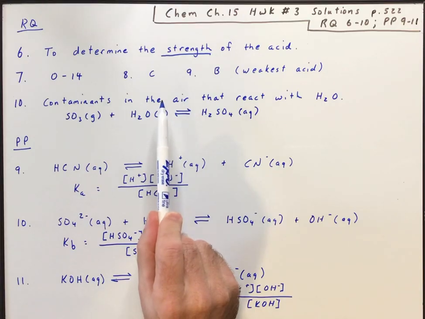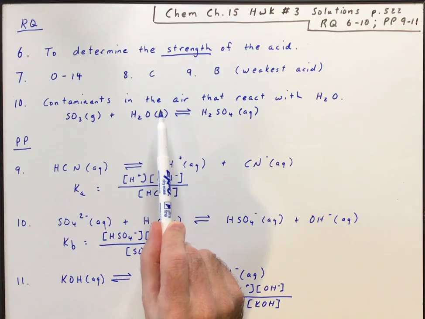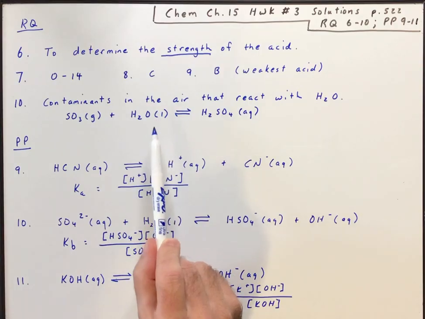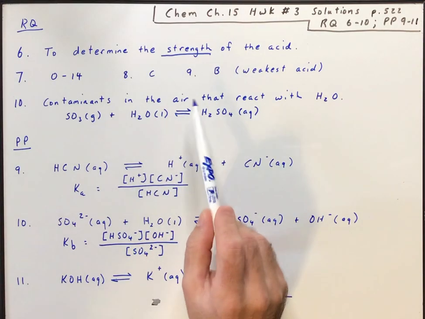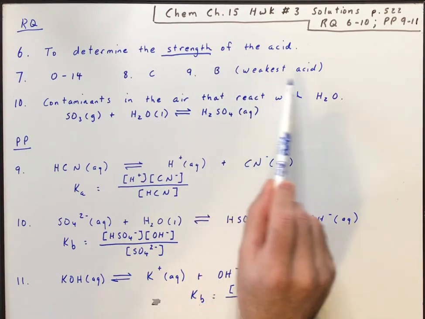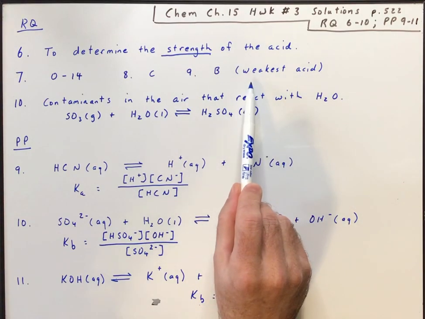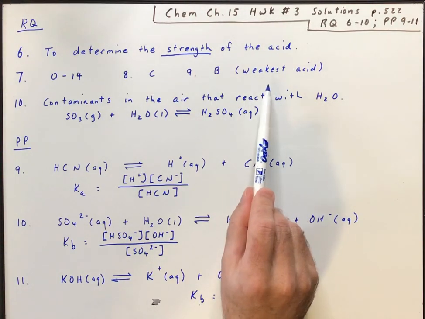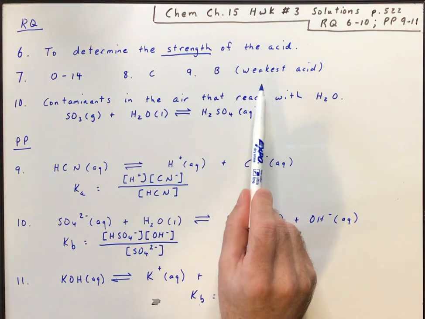Right, number 9 says 3 acid solutions of equal concentration have the following pH levels, and they are 4, 6, and 1. Which acid has the lowest ionization constant? That would be B. That's the highest pH, therefore it's the weakest acid. So the lower the acid ionization constant, the weaker the acid. But it's the higher pH when it comes to acid.